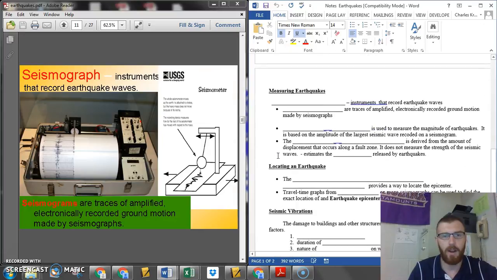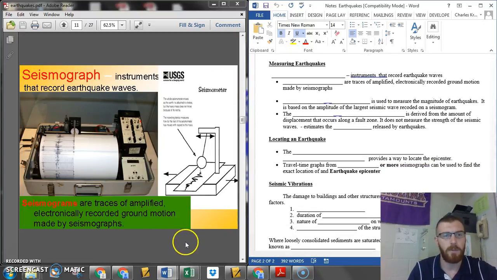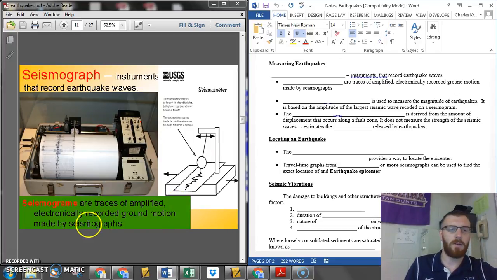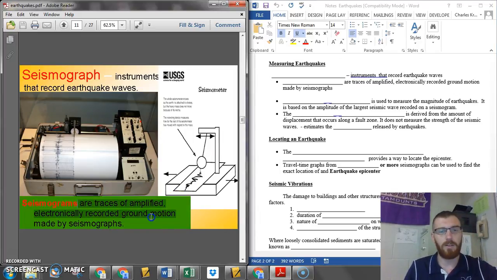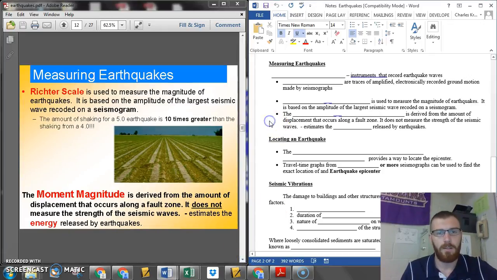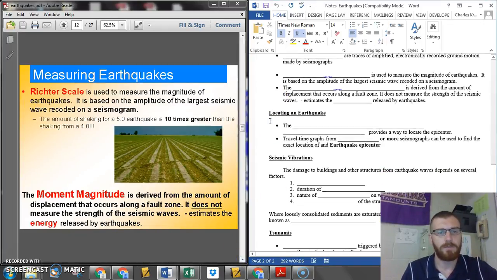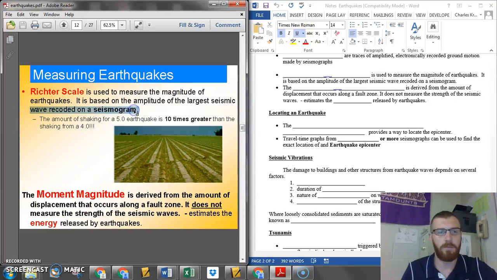All right, a seismograph is an instrument that records earthquake waves. And seismograms are traces of amplified, electronically recorded ground motion made by seismographs. Okay, we also use the Richter scale, which is used to measure the magnitude of an earthquake. It's based on the amplitude of the largest seismic wave recorded on a seismogram. Okay, and the amount of shaking for a 5.0 earthquake is 10 times greater than the amount for a 4.0. So as you move up in numbers on the Richter scale, it's an increase by 10-fold.